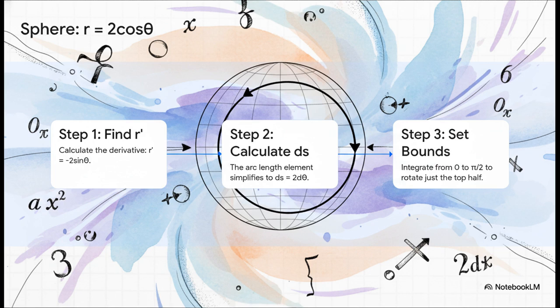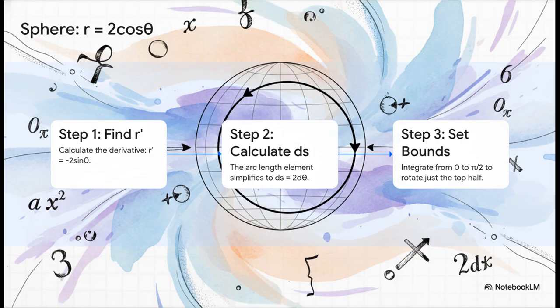Now this is the cool part. After a little algebra and using that good old identity, sine squared theta plus cos squared theta equals 1, the whole messy square root just simplifies beautifully down to 2 d theta. How nice is that? Finally, step 3, we set our bounds.